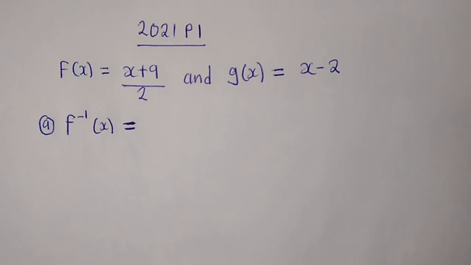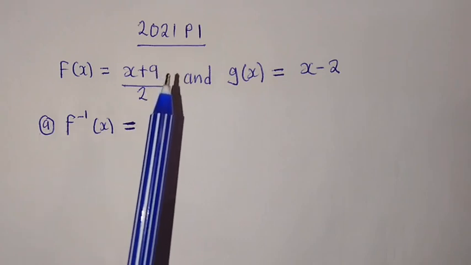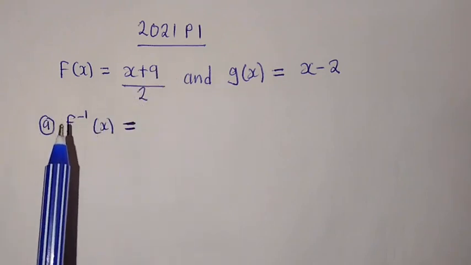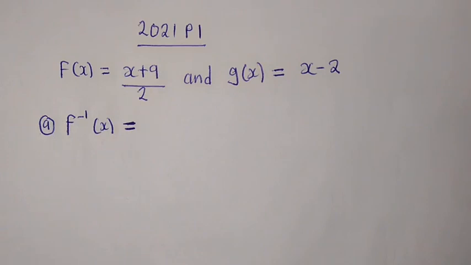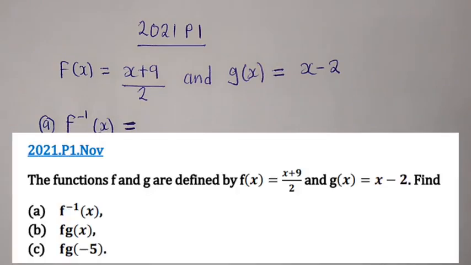In this presentation we are going to answer Mathematics Paper 1 for 2021, specifically a question coming from functions. The question reads: the functions f and g are defined by f(x) = (x + 9)/2 and g(x) = x - 2. Find, starting with (a), the inverse function f⁻¹(x).